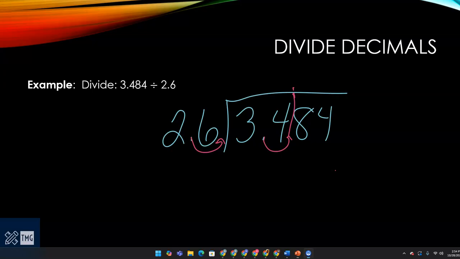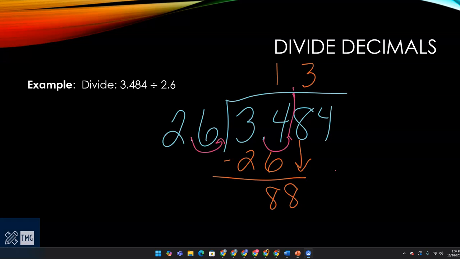So 26 goes into 34 one time. Well, 1 times 26 is 26, and I subtract. So 34 minus 26 is 8. I bring down my next number, and I say, okay, how many times does 26 go into 88? Oh, 3 times. So now 3 times 26, well, 3 times 6 is 18, carry my 1. 3 times 2 is 6 plus 1 is 7, so I get 78. Subtract and I get 10, bring down my 4.